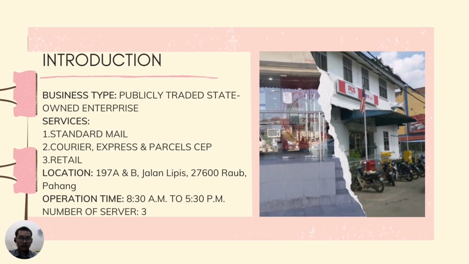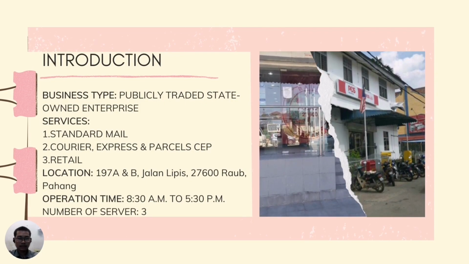Introduction. The Raub Post Office business type is publicly traded state-owned enterprise. The services it provides are standard mail, courier express and parcels (CEP), and retail. The location is at 197A and B, Jalan Lipis, 27600, Raub, Pahang. Its operation time is between 8:30 AM to 5:30 PM and it has 3 servers.